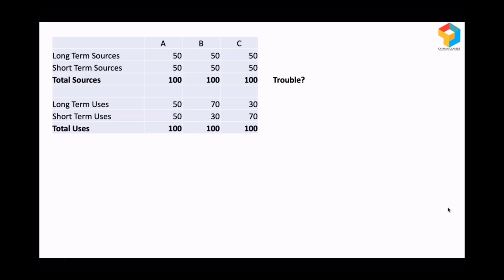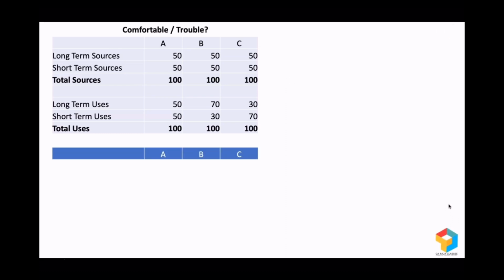Company A, they've raised long-term funds of 50. They've raised short-term funds of 50. So total of 100, of which 50 is used for long-term, 50 is used for short-term. Company B also raised in the same pattern, but of which 70 is used for long-term and only 30 is used for short-term. And C raised in the same pattern, but of which only 30 is used for long-term and 70 is used for short-term. So you have to tell me which company is in trouble. Let's see the results.